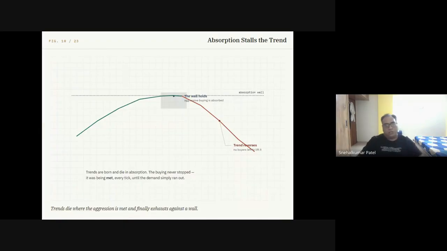Absorption stalls the trend. So as I mentioned, let's say 23,500 is the maximum number of sellers, then the price will drop from that level and try to find where is the next liquidity, because the sellers are looking for buy orders. So if there are more buy orders at 23,480, it will go at that price, consume all the orders, and then the price will again try to move up.